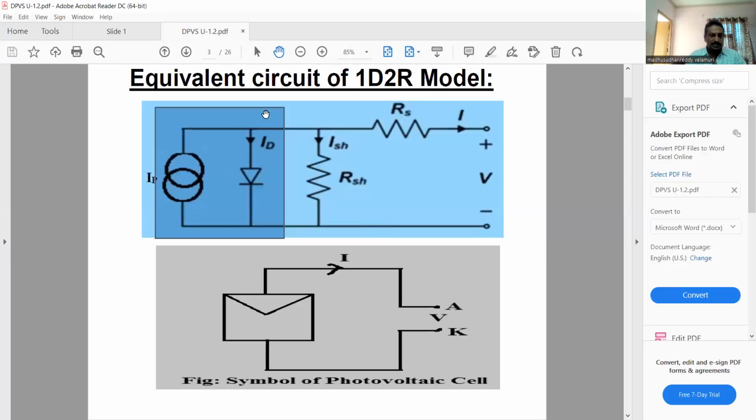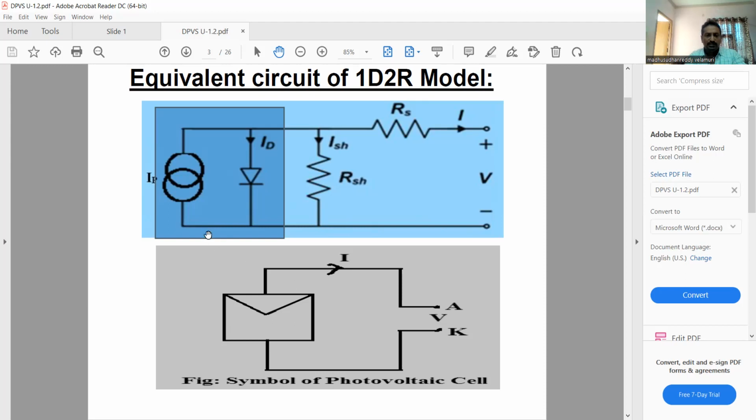See here. This is the equivalent circuit of a solar cell, which contains an actual diode, and we are applying the photocurrent, connected to the practical scenario of shunt resistance as well as series resistance. Shunt resistance is connected in parallel, series resistance is connected in series, and this is the load impedance. Here is the equivalent circuit, and you'll come back here for the symbol.